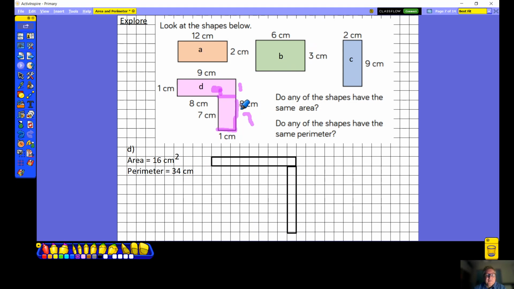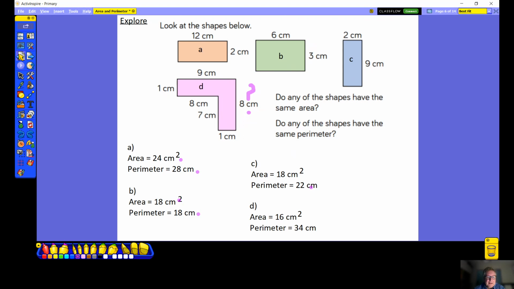Yeah, it's 7. Because the other one's up there, isn't it? Have a look. If I've drawn this correctly, and I'm assuming that these are 1 centimetre squared, have I then got the answer correct? Okay. Thinking about this, do any of the shapes have the same area? Yeah, they do. C and B.